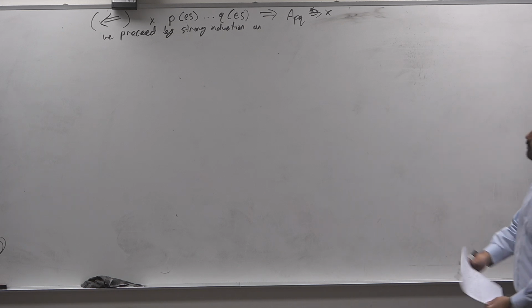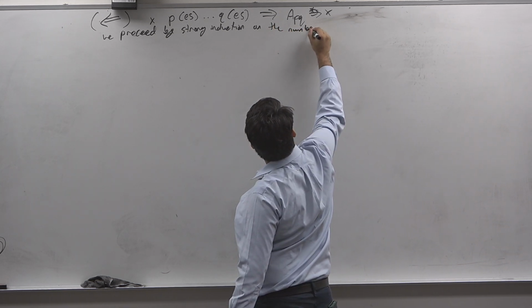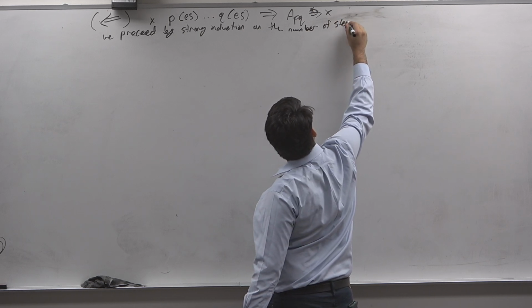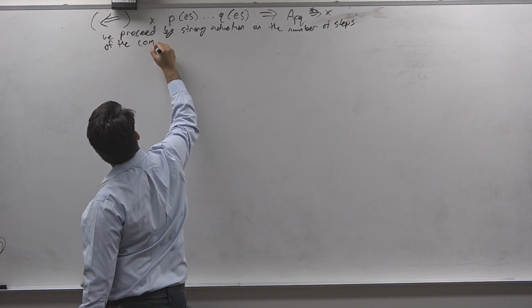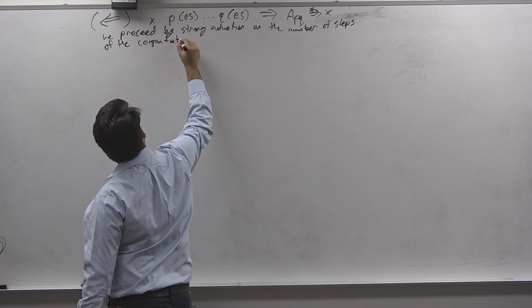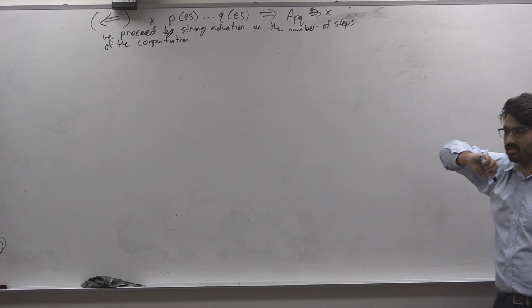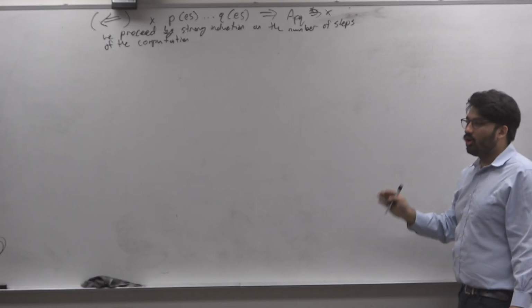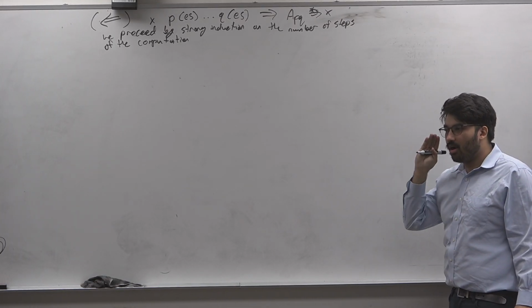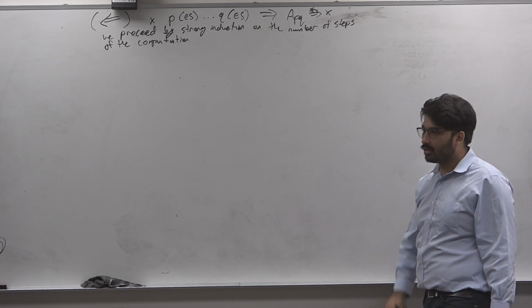Yeah, so it's going to be the number of steps of the computation. So as the string x goes from P to Q, it takes a sequence of steps. Some of those may be epsilons, whatever, but we count those. So we induct upon the number of computation steps that the PDA must take, right?